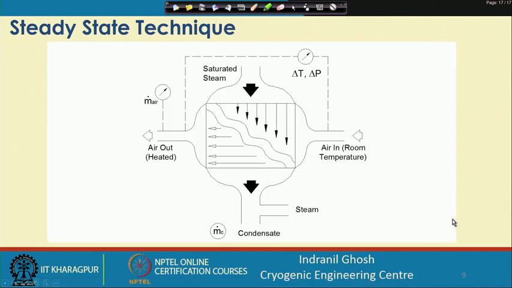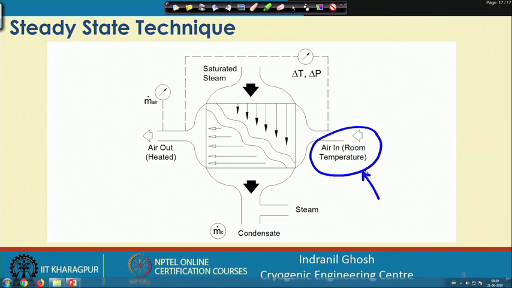Now, we will go to the steady state technique. In a steady state technique, most of the time we use a heat exchanger, and most of the time it is a cross flow heat exchanger, where we have air mostly used as the fluid, and this air will be passing through the exchanger in one of the flow channels, whereas on the other side we will have a condensing fluid. Most of the time we use saturated steam, so that we have the steam, this is the excess steam and this is the condensate which will be coming out.